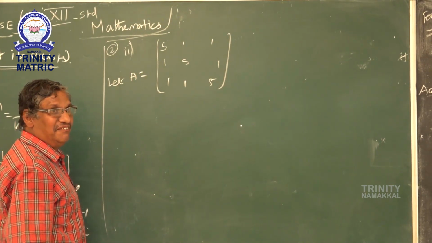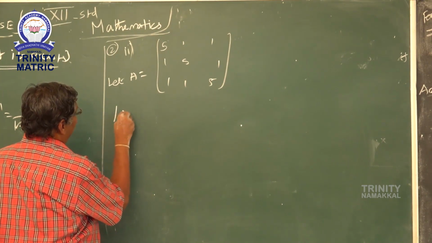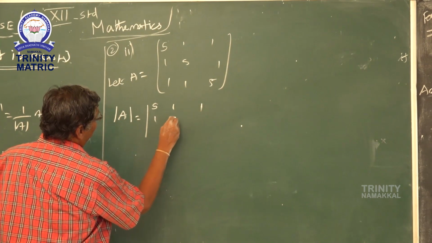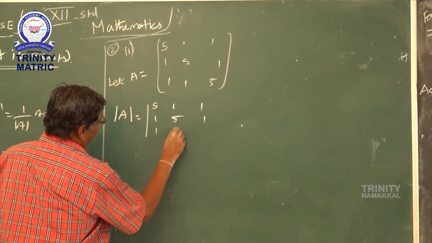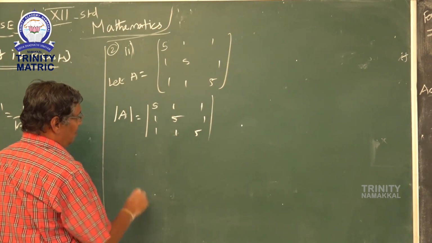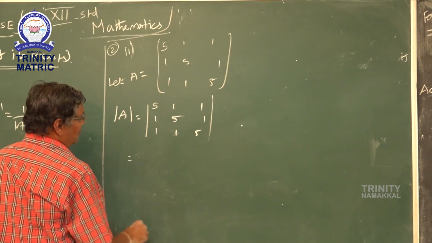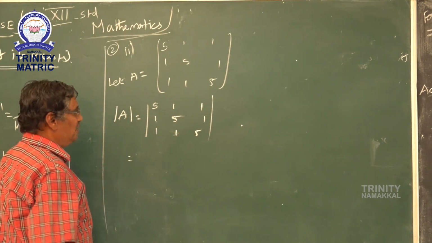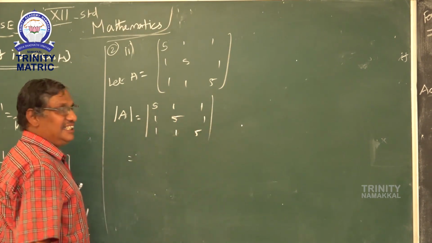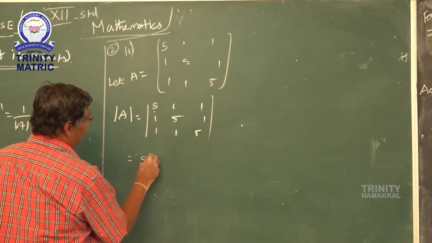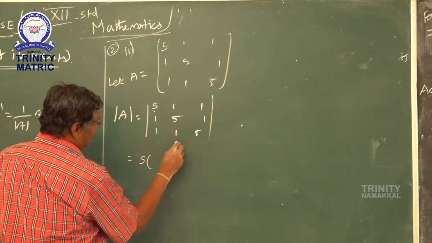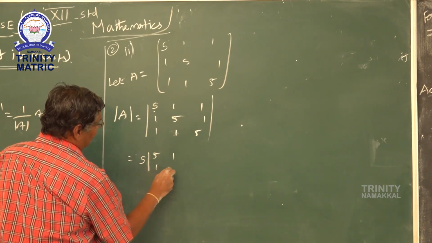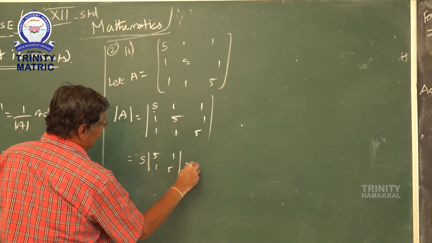To find the A inverse, you have to find the determinant of A. What is the determinant of A? 5, 1, 1, 1, 5, 1, 1, 1, 5. That is easy. How will you find the determinant value? You can expand by any row or any column, but normally we use the first row. The first row, first element is 5. What is the minor for this? You put 5, 1, 1, 5, and then minus 1.